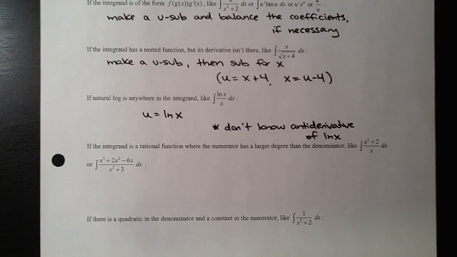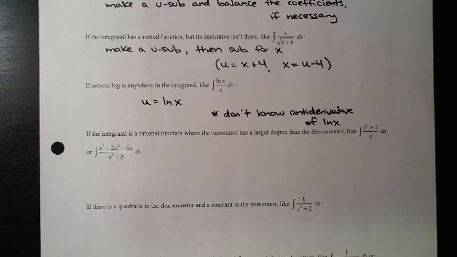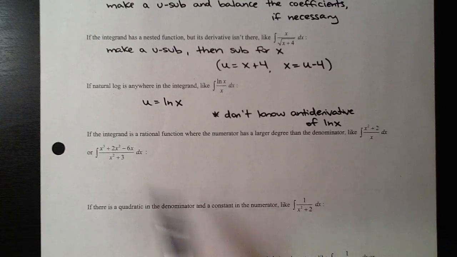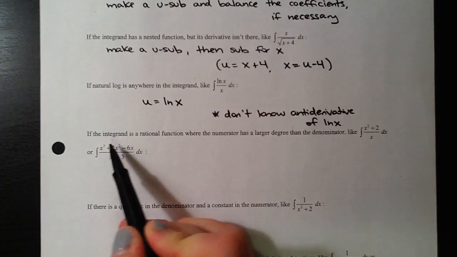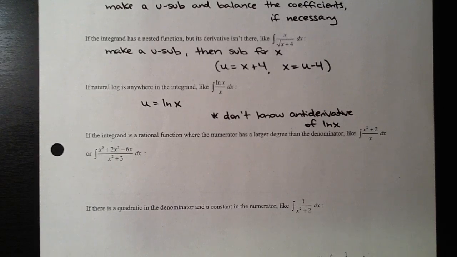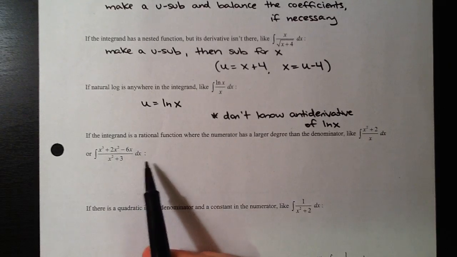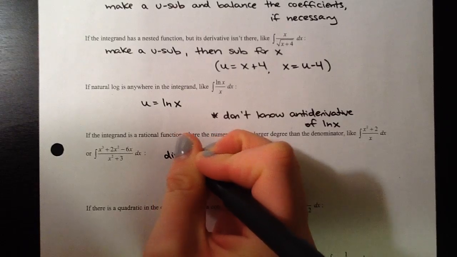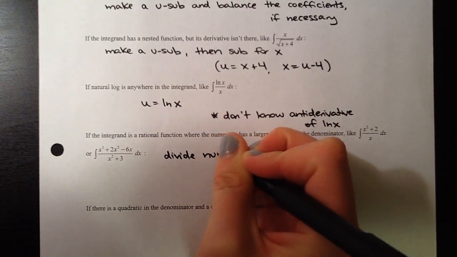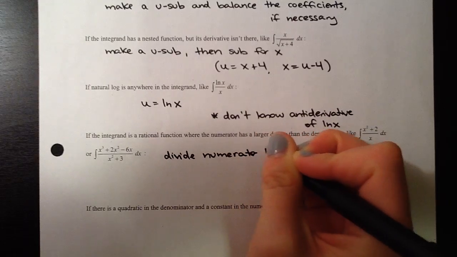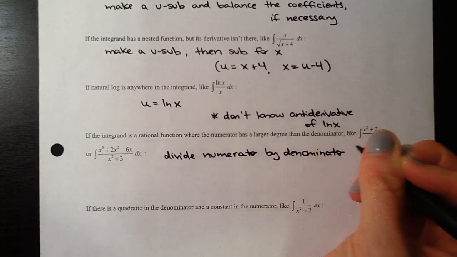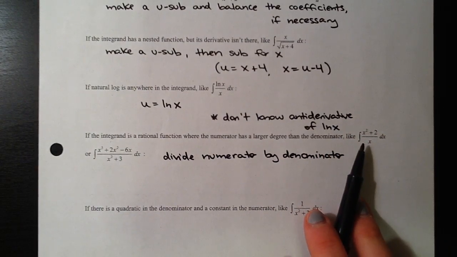Okay? If the integrand is a rational function, now this is one that we haven't seen yet, but we're going to be practicing with some of your practice problems. If the integrand is a rational function where the numerator has a larger degree than the denominator, this one for instance, or this one, you are going to divide the numerator by the denominator. I meant to have those in two separate categories, but I can definitely put it in the same category. This one is a little bit simpler because you just have an x.